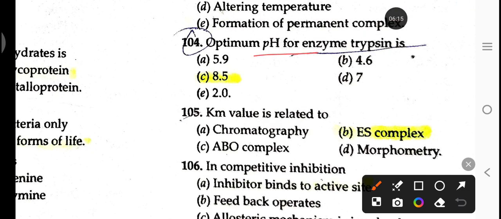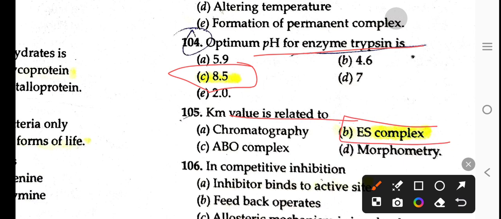Optimum pH for the enzyme trypsin. So trypsin works mainly at 7.9 to 8.5, in between 7.9 to 8.5. So option C is the right answer. Km value is related to the enzyme substrate complex.